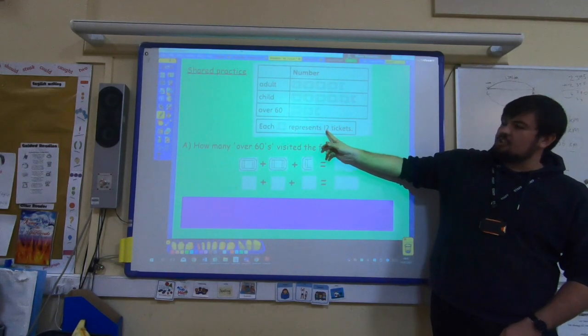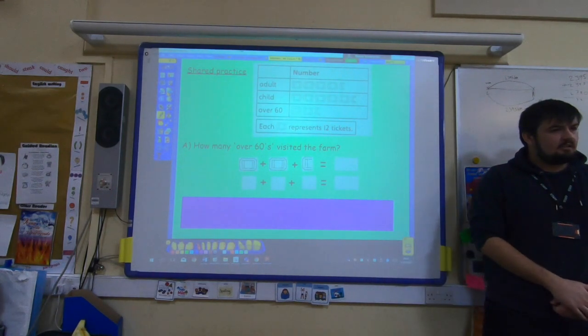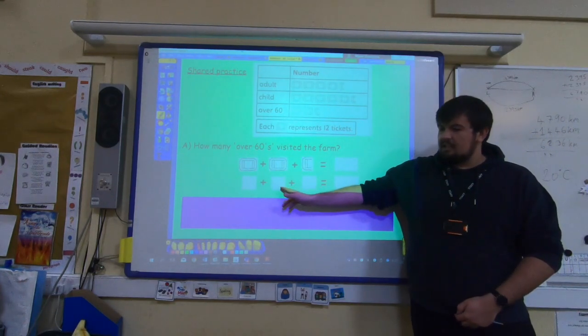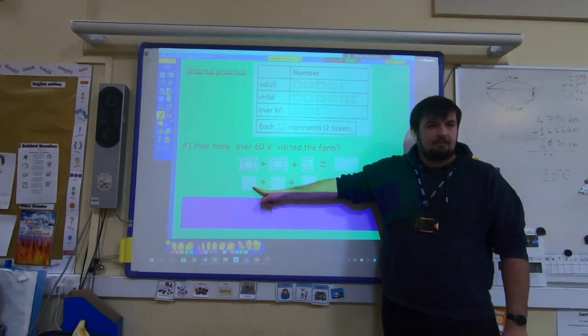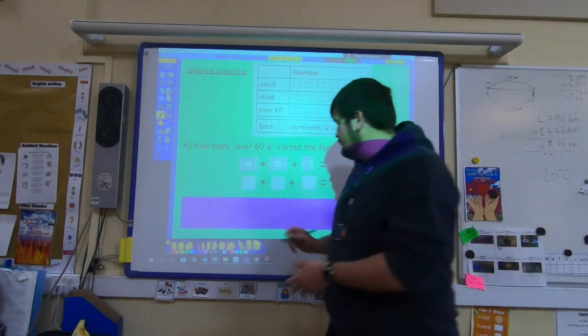And remember, how much is a ticket? How much is one ticket? 12. So let's fill in these gaps. So one whole ticket is 12. So what am I going to write in this box? 12.